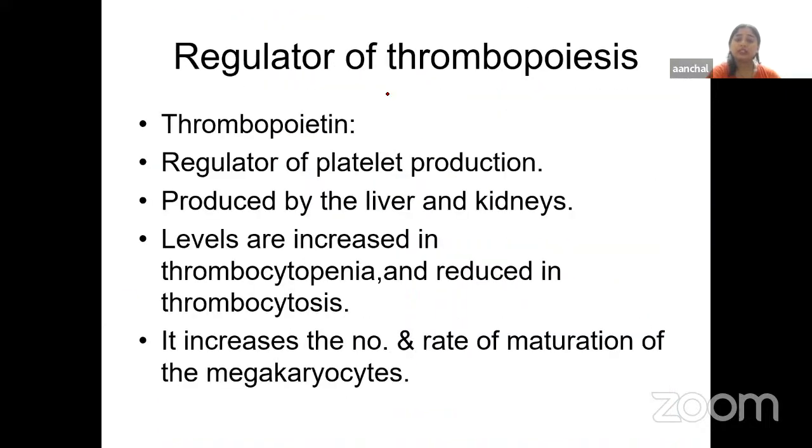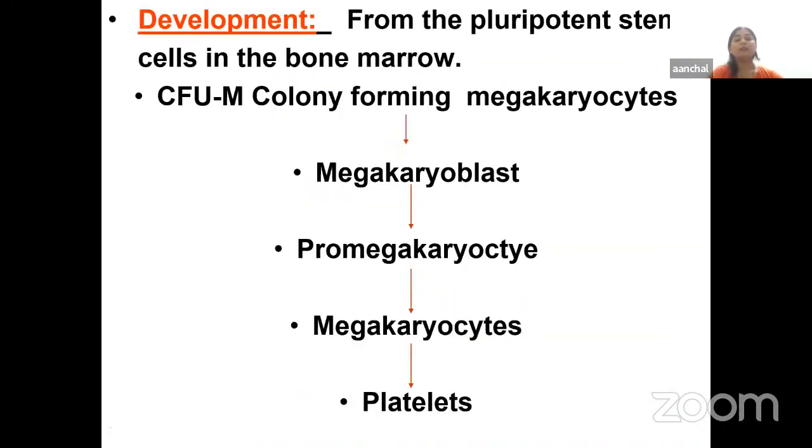Now we're going to learn the development, right? This development part is also very, very important. As we have seen, all the cells arise from the pluripotent uncommitted stem cells, right? So here also, from these pluripotent stem cells, there will be formation of platelets, okay? A very big cell is there that is known as the megakaryocyte. From the megakaryoblast, there will be formation of the pro-megakaryocyte, and from the pro-megakaryocyte, there will be formation of the megakaryocyte, and finally this megakaryocyte will rupture and lead to the formation of very small fragments, and those fragments are known as platelets.